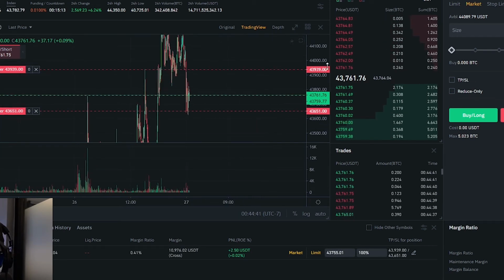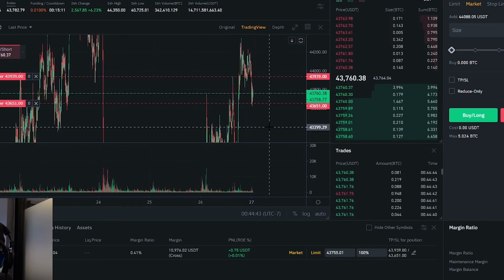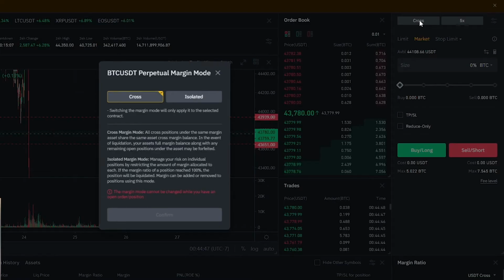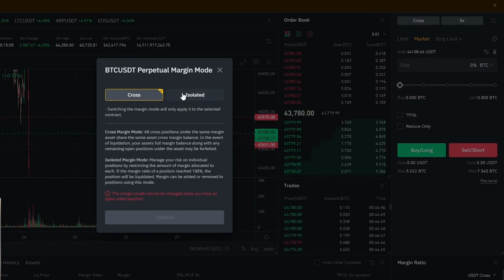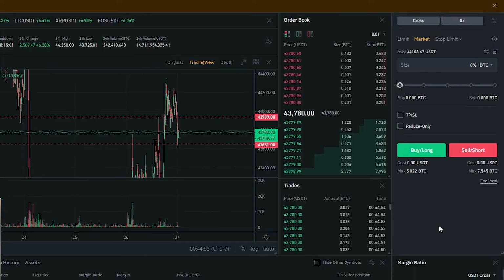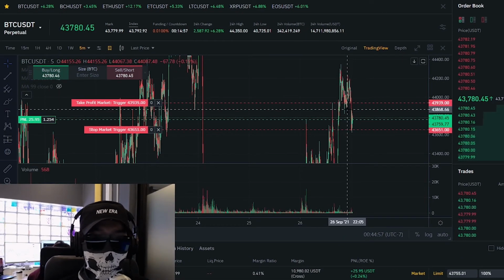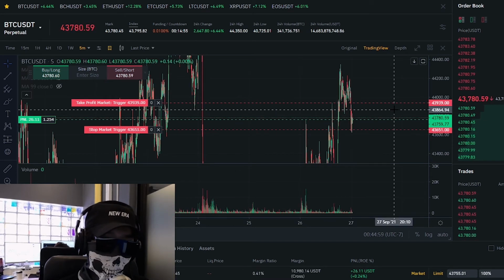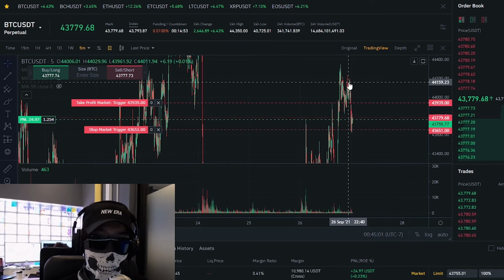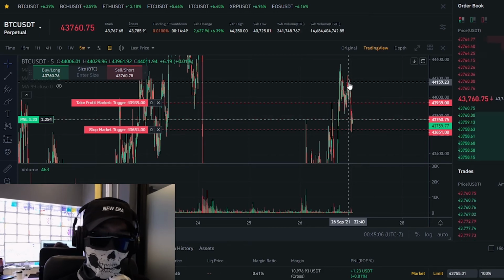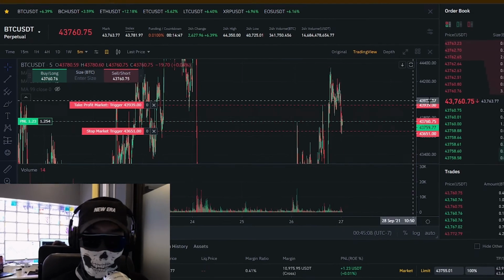Alright, so while we wait for something to happen, let's go over a couple more features of the futures market. Over here you can see that it says cross. Now if you change this to isolated, whatever margin you use to place that trade on a specific coin, it's only going to use that collateral for that coin. So if you do get liquidated for a position on, let's say, Ethereum using isolated, you're only going to lose that initial collateral that you used, not your entire account.